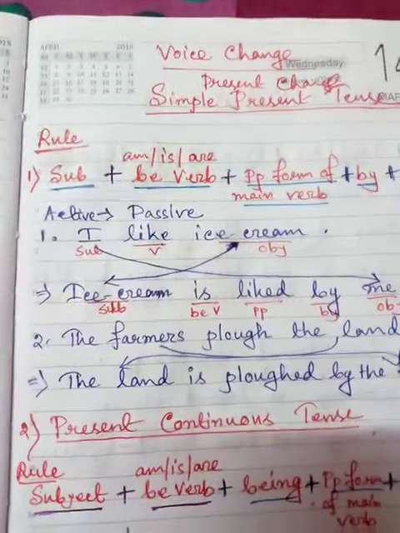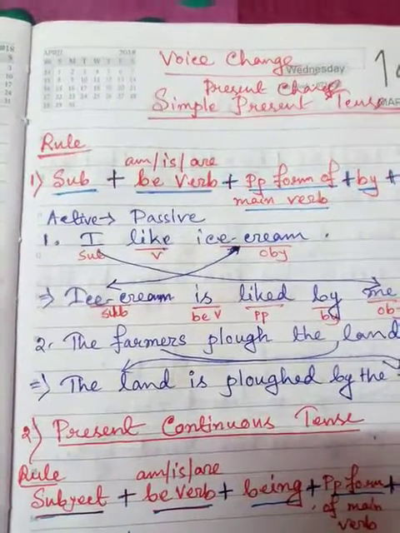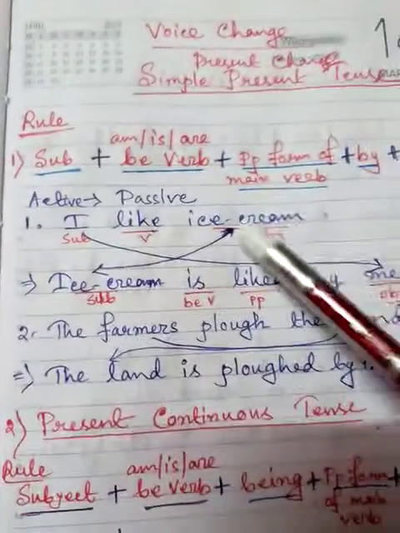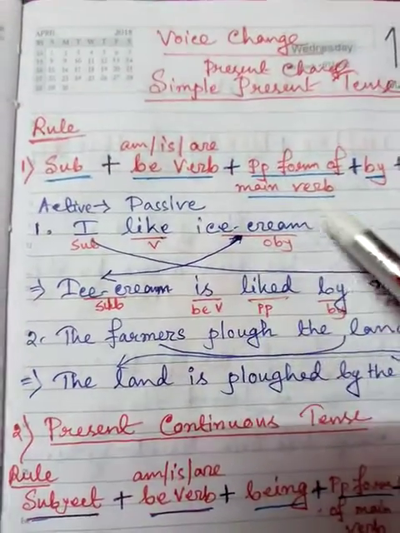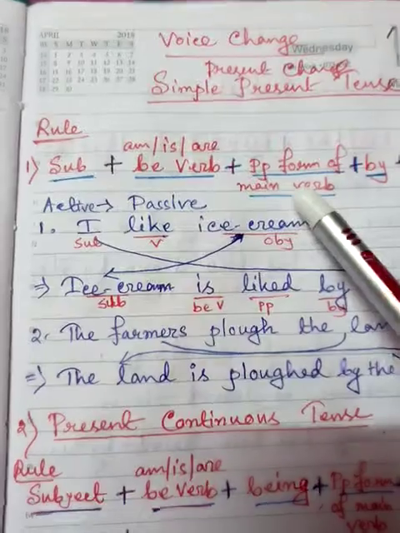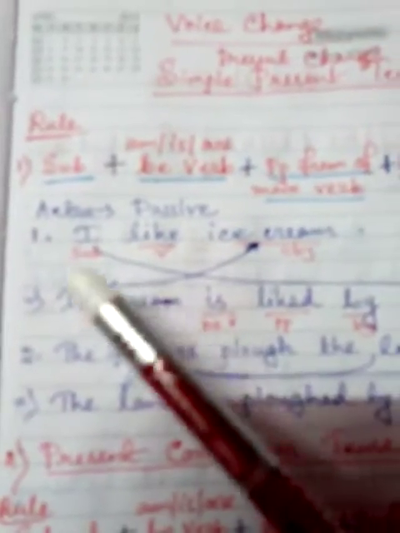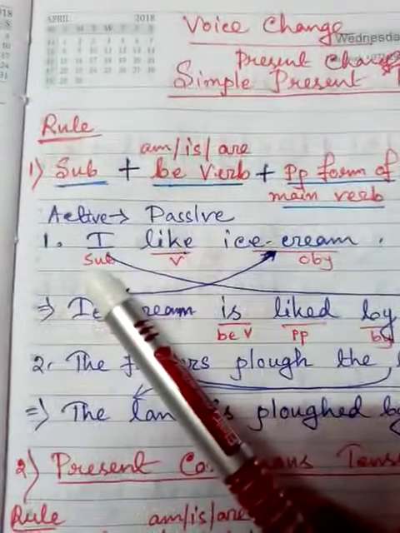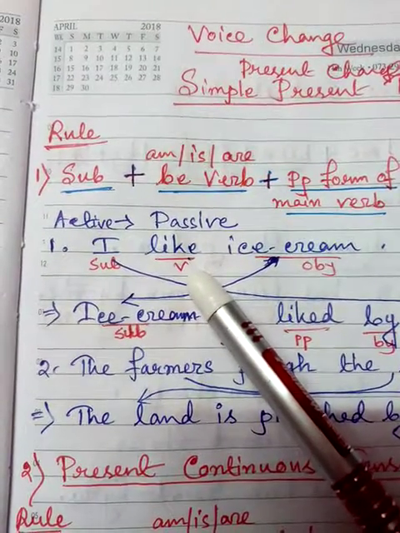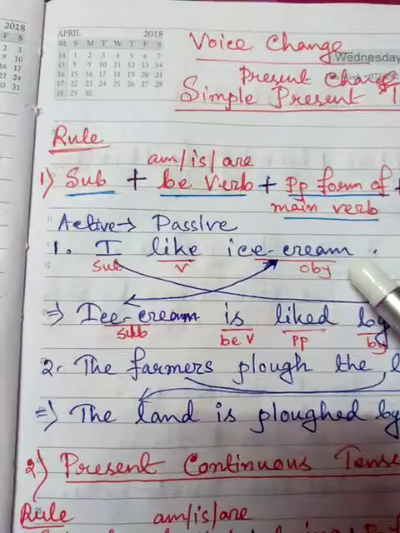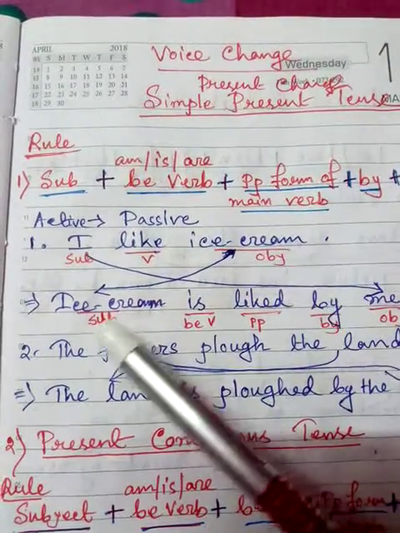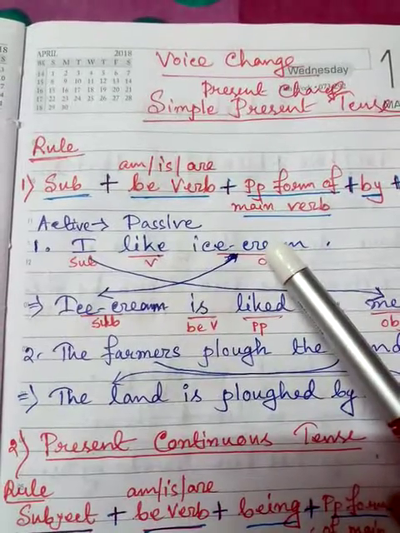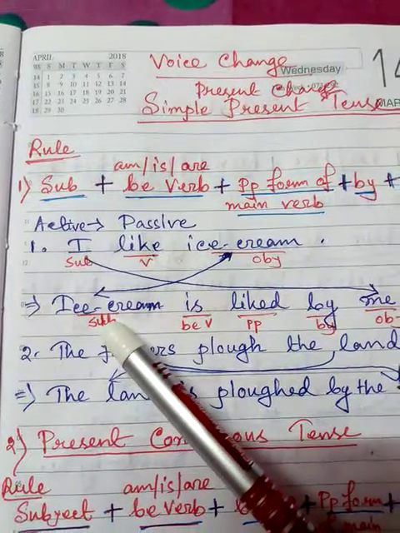So we all know that in a sentence there is a subject, verb and object. So what we have learned, an object may be a person or a thing. So in this sentence, I like ice cream. Okay, I is subject, like is verb and ice cream is object. But when we do voice change, we take the object as subject. That means we use the object as a subject.